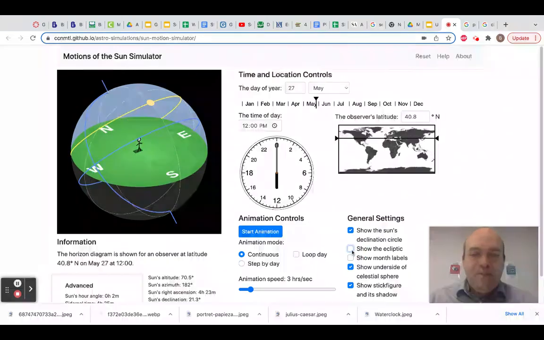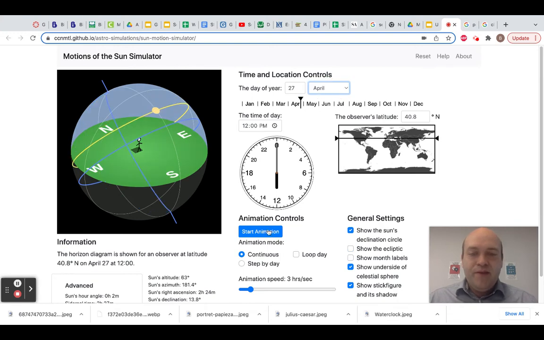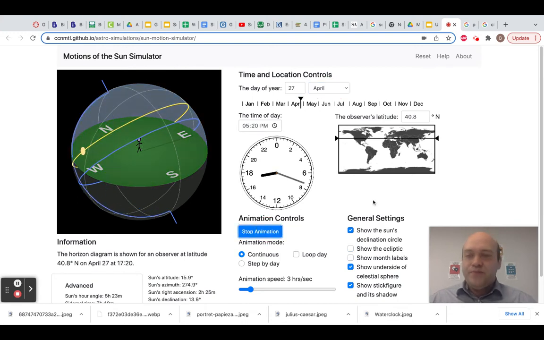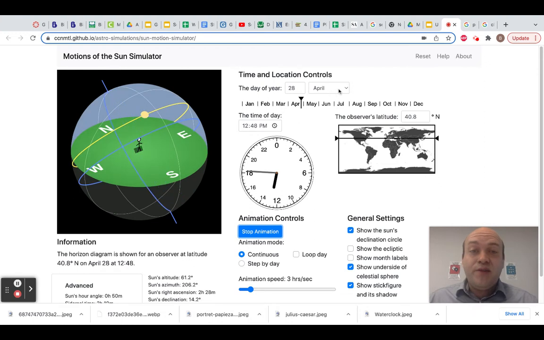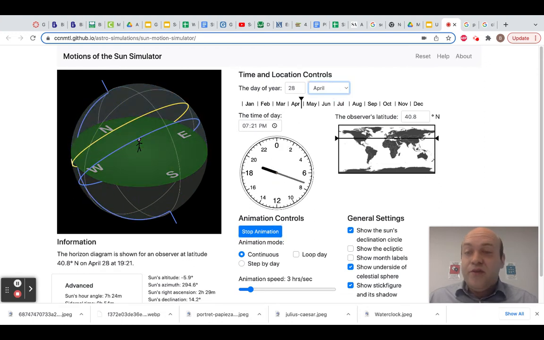We're in the northern hemisphere right now, and you can see the path of the sun as it goes around, and the tilt of the Earth, the axis there. We're in April right now, so we start the animation. Right now we're getting a fair amount of sun. It's not the shortest time of year, and it's not the longest day of the year.